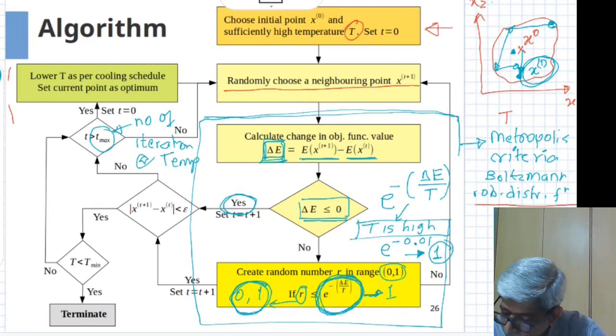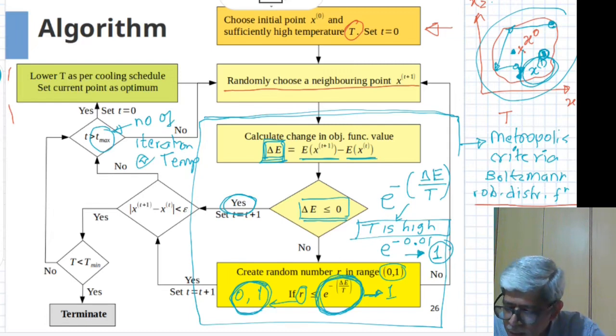Now since, as we have seen, if T is high, any point, whether it is close to the initial point or away from the initial point, is acceptable. And since we are choosing these points randomly, we will be searching the entire search space in this particular option. Now let's see, after 50 iterations or Tmax iterations, you will find a new point which is the candidate for minima.